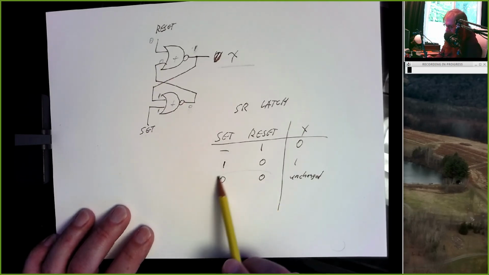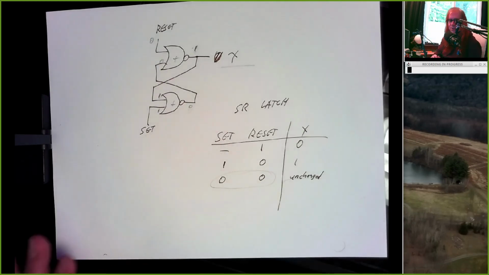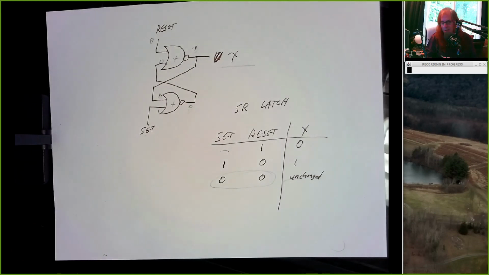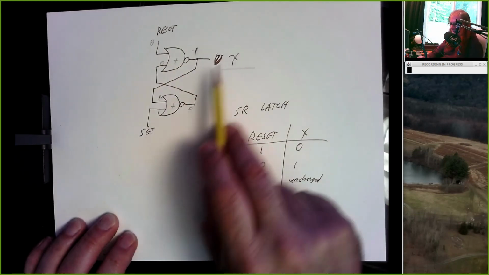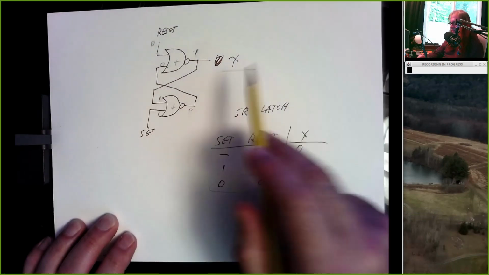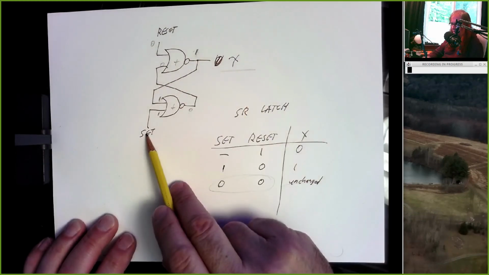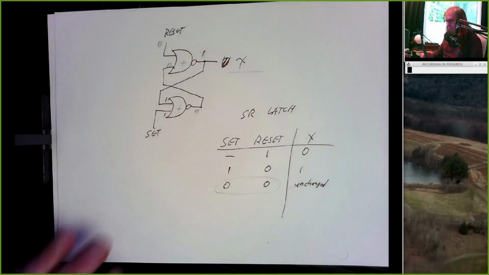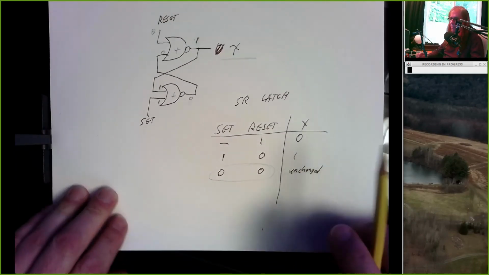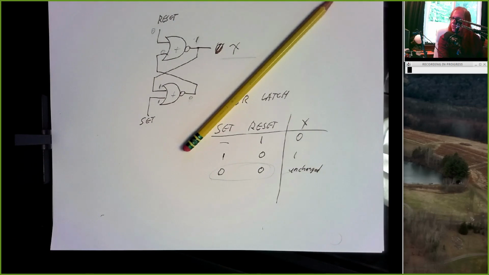And so when both inputs are low, the output could be a 0 or it could be a 1. Which is it? It depends which input was raised most recently. If I raise the reset line, and then I raise the set line, and then I raise the reset line, the output will be a 0. If I raise the set line, now the output will be a 1. So we also introduced timing.